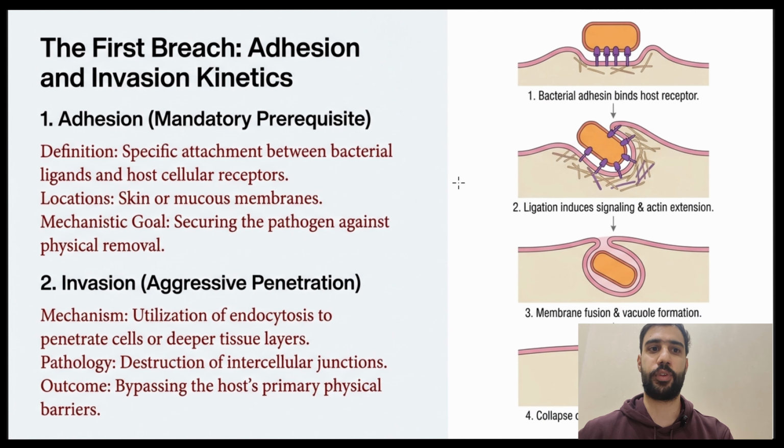The second part is the invasion part. The invasion usually happens with endocytosis, to penetrate the cell and get deeper inside the tissues. The next step usually is destruction of intercellular junctions, so that when the first wave of bacteria enters inside the cell, they destroy the junctions between the cells. So the first barrier, which is the epithelium, for example, becomes obsolete, and they bypass this primary physical barrier.